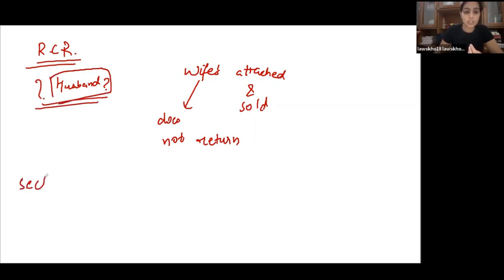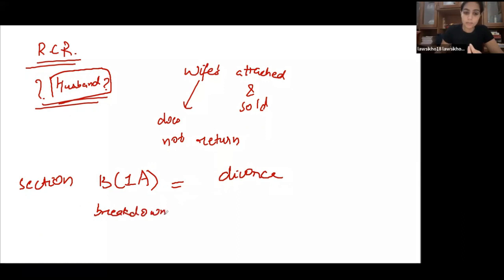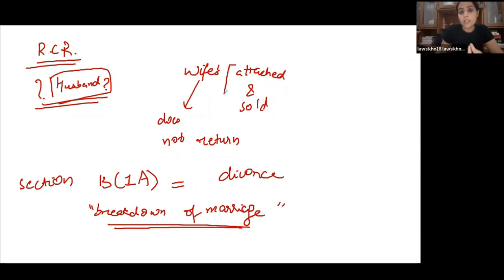The remedy lies in section 13(1)(a), which talks of divorce, okay? And it incorporates the theory of breakdown of marriage. The terminology is very much clear. In this case, the court has resorted to its last means, and still the wife does not wish to return. So this means that their marriage has completely broken down and there is no hope of returning, right?